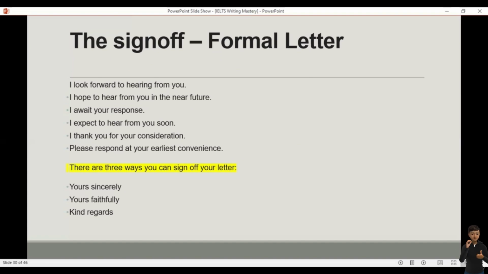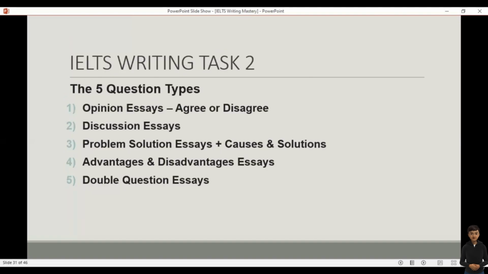That's all about general training task one. Now we will go ahead and discuss writing task two.